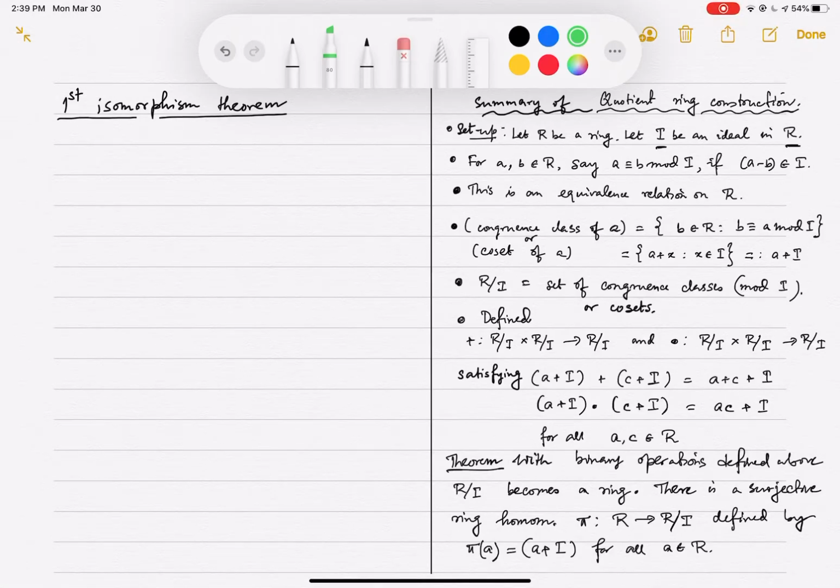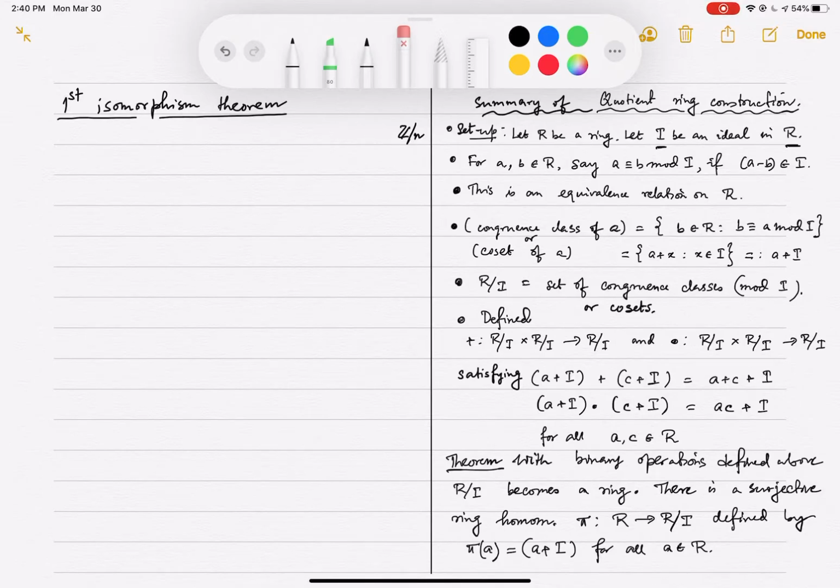Let's talk about the first isomorphism theorem. We defined the quotient ring and gave an example, basically just Z mod nZ. Z is the ring, nZ is the ideal, and in this case the quotient ring construction just amounts to the construction of the integers mod n, and the operations that we defined amount to the operations on integers mod n.